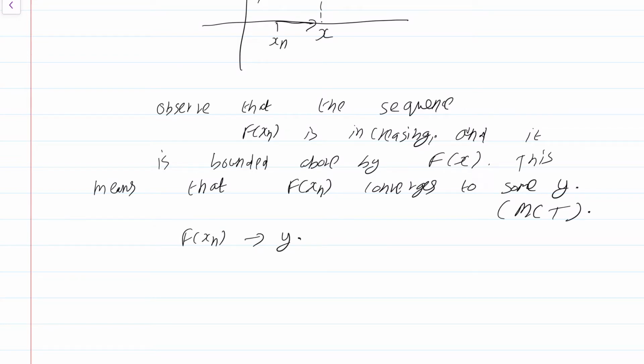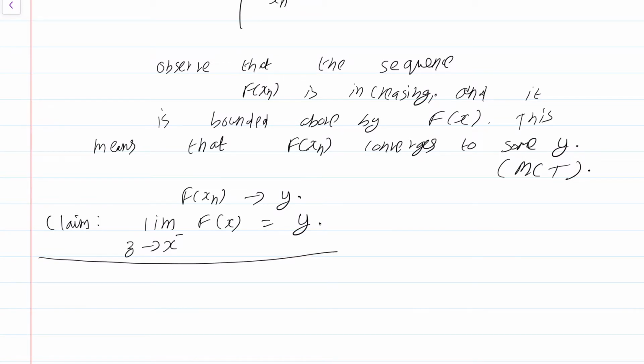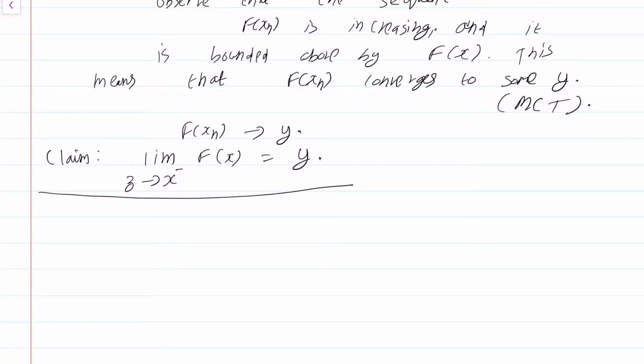Okay. Now I claim that this will force the limit as z goes to x from the left of f of z to be equal to y. I have to use a new variable, z, going to x. This is the claim. Okay. Now I'm going to leave it to you to go back to the definition of one-sided limits and check that the argument I'm about to give is 100% proper.